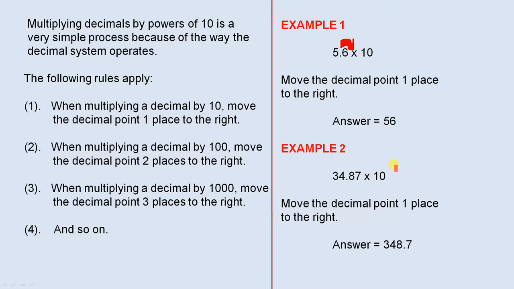Example 2, 34.87 times 10. Because you're multiplying by 10, move the decimal point one place to the right. So it moves from there to there, in between the 8 and the 7. So the answer is 348.7.